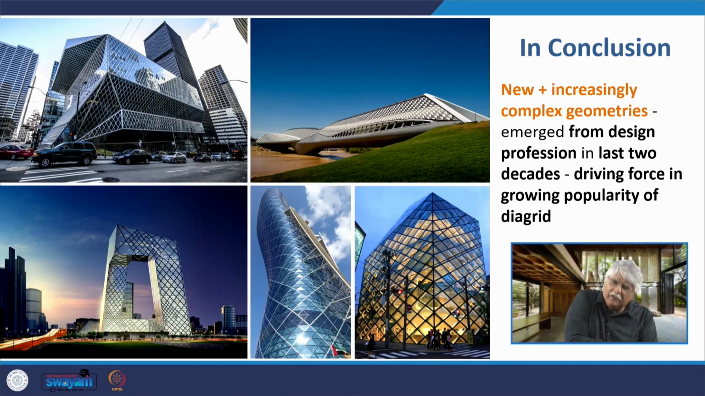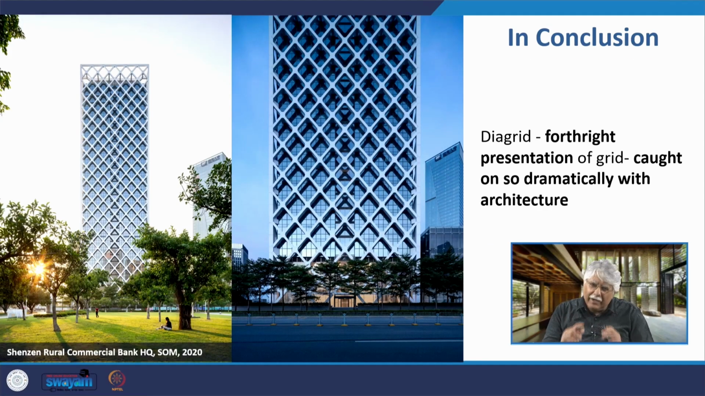In conclusion, it is the new and complex geometries that have been emerging from the design profession in the last 2 decades that are the driving force behind buildings that are using Diagrid. In all the 5 buildings that I am again repeating in this slide, all of them have complex geometries: the Seattle Central Library, the CCTV headquarters, this bridge by Zaha Hadid, the Capitol Gate building, and the Prada building by Herzog and de Meuron, Japan.